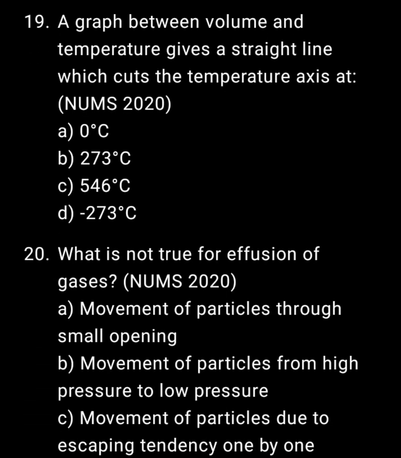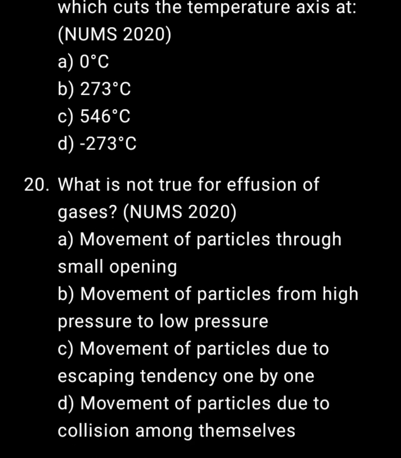19. A graph between volume and temperature gives a straight line which cuts the temperature axis at NUMS 2020. A. 0 degrees Celsius. B. 273 degrees Celsius. C. 546 degrees Celsius. D. Minus 273 degrees Celsius.